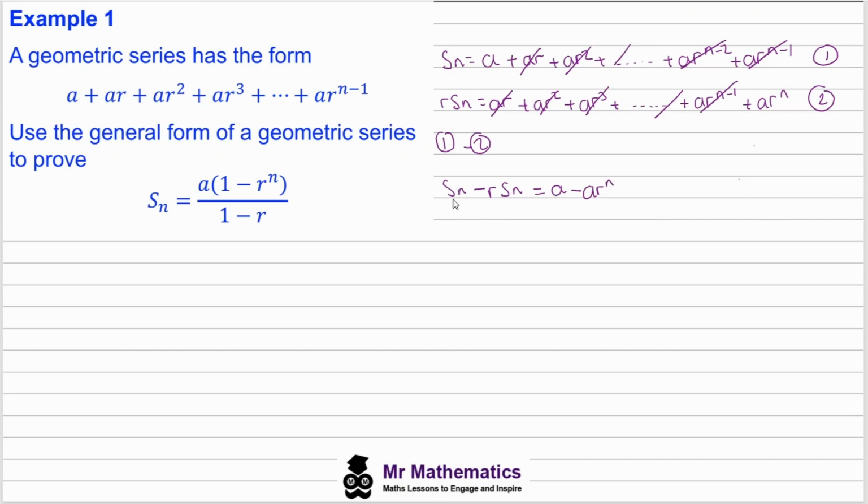So now we can find the sum of a series, Sn, by factorizing the left-hand side. So this becomes 1 minus r. And we can factorize the a out of the right-hand side. So we get a lots of 1 minus r to the n. So now we can make Sn the subject, divide both sides by 1 minus r. So Sn will be a multiplied by 1 minus r to the n, over 1 minus r. And this is the formula for the sum of a geometric series. In example 2, I'm going to show you how to use this.